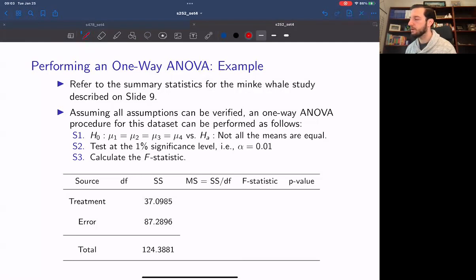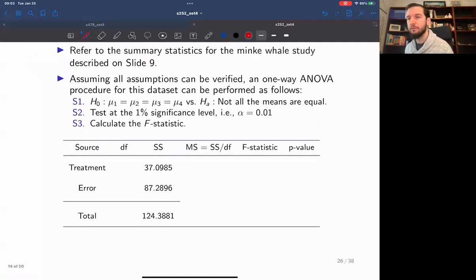Okay, and then on step 3, we're going to calculate the test statistic. You can see here that we are given the sum of squares directly, so our job is just to fill in the remaining parts of the ANOVA table. From slide 24, we have the formulas for the degrees of freedom, and we know that the mean squares are just ratios of the SS over the DF. The first degree of freedom, DF treatment, is simply K minus 1.